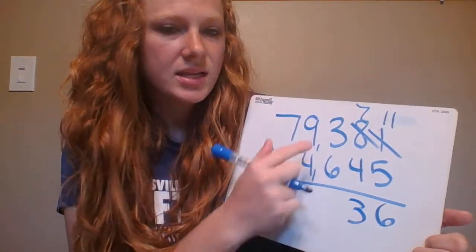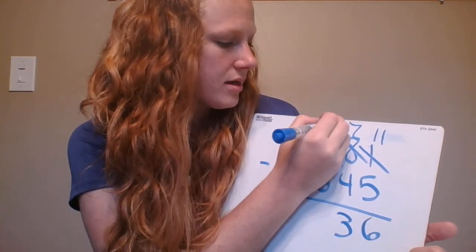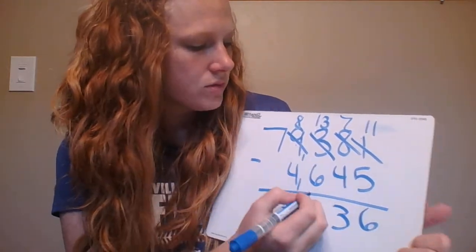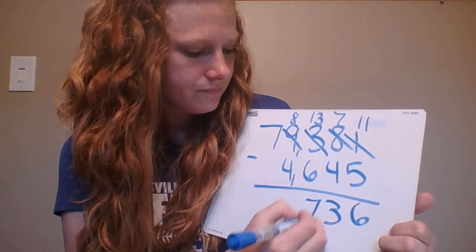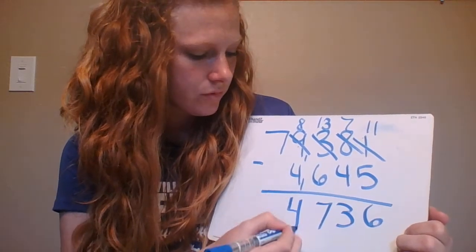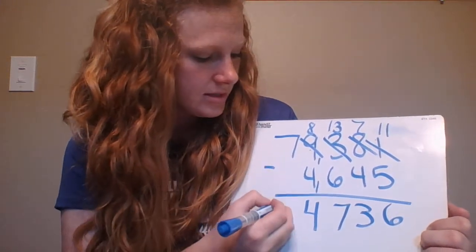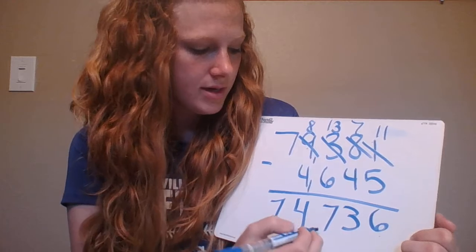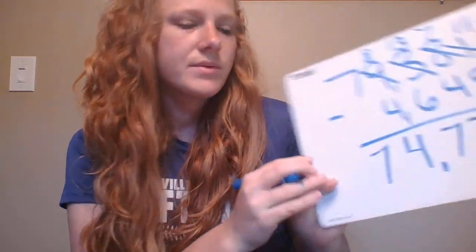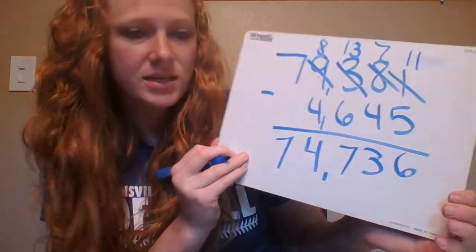3 minus 6, once again, it's bigger on bottom, so we must borrow. This 9 becomes an 8, or 8, so that this 3 can become a 13, or 13. 13 minus 6, 13 menos 6, which is 7, or 7. And then we have 8 minus 4, 8 menos 4, which is 4, or 4. And 7 minus 0, or 7 menos 0 is 7, or 7. 1, 2, 3, comma. So our final answer is 74,736. In Spanish, that would be 74,736.